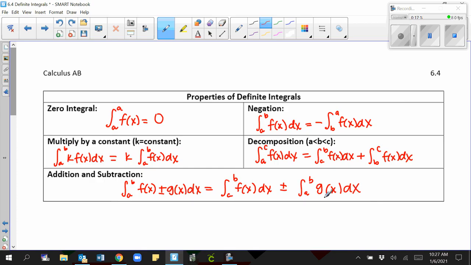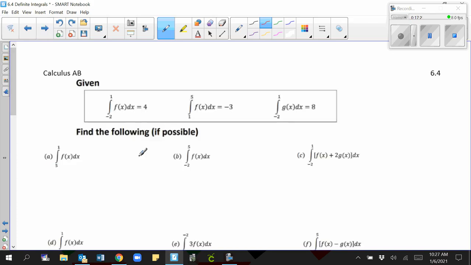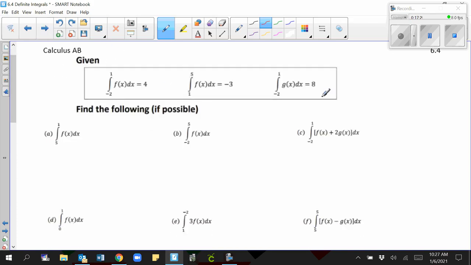So that can be split there. So those are some properties. Let's look at some applications of those properties. So it gives us some definite integrals. We don't know what our functions are, but it gives us these definite integrals. Let's look at what we can find.